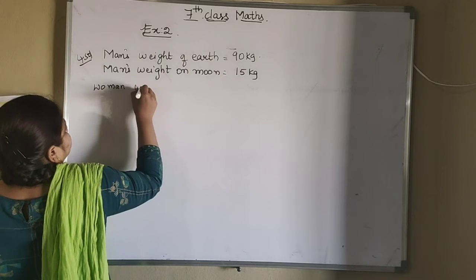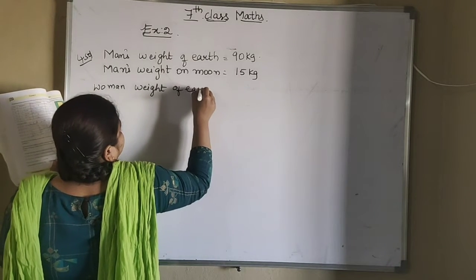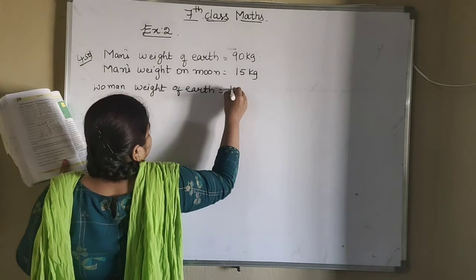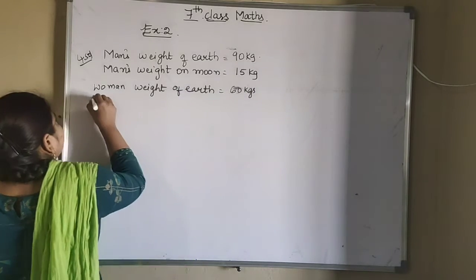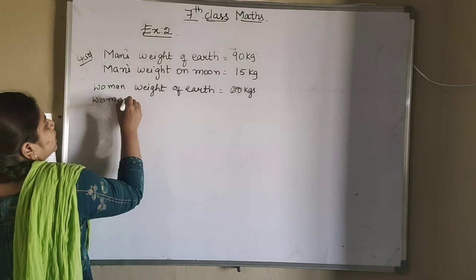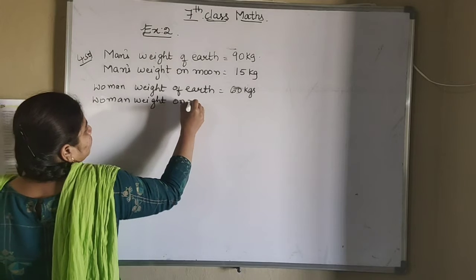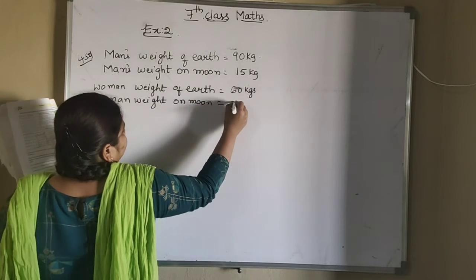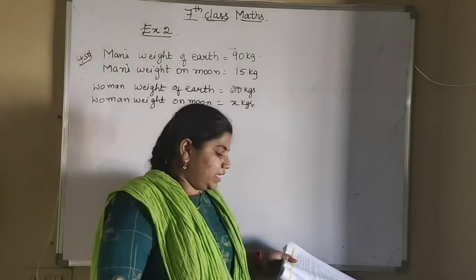The woman's weight on earth is 60 kgs. We have to find the woman's weight on the moon. I am taking it as x kg, so we have to find the x value here.